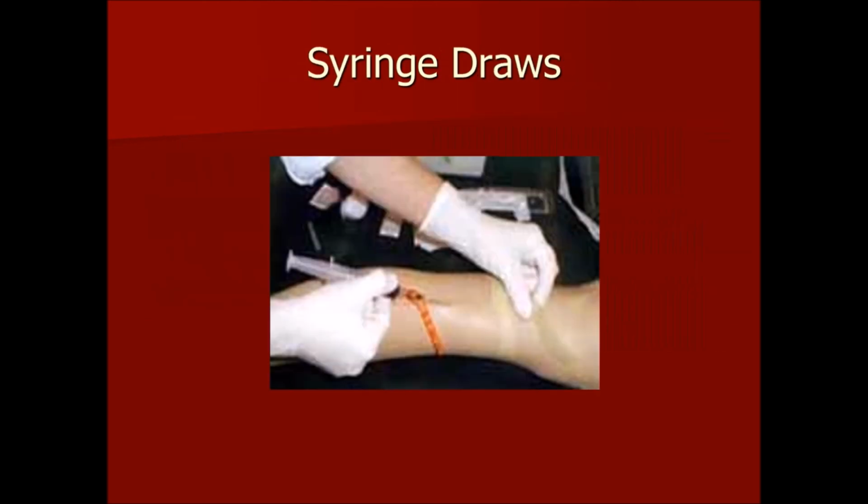We'll also talk about syringe draws. When are they necessary? When you should consider them, and how to properly do a syringe draw, and some key points you need to understand when doing them. So we need to talk about that as well, and we have that in another PowerPoint video as well. So part of this is syringe draws.